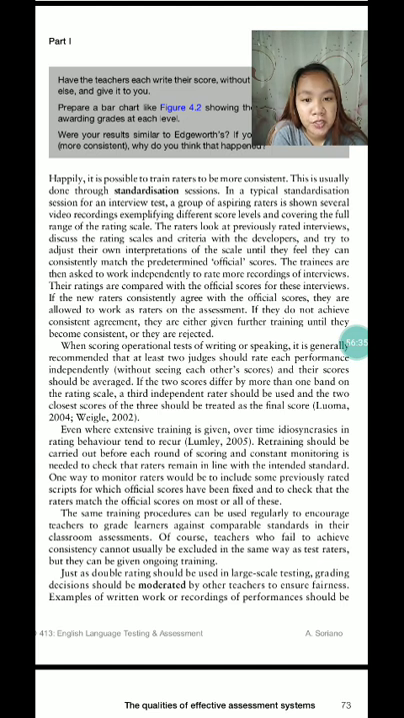The same training procedures can be used regularly to encourage teachers to grade learners against comparable standards in their classroom assessments. Of course, teachers who fail to achieve consistency cannot usually be excluded in the same way as test raters, but they can be given ongoing training.